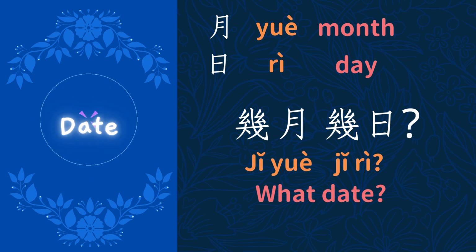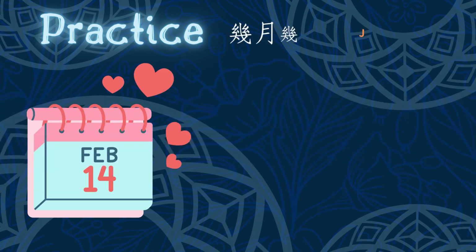The question here is to ask about date. 几月几日. We know 几 means how much or how many. But in this case, it doesn't mean how many months. The meaning would be like which month, which day. Let's move on to some exercises.